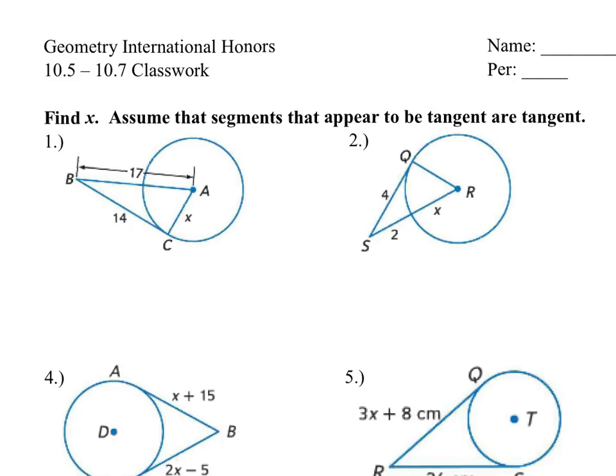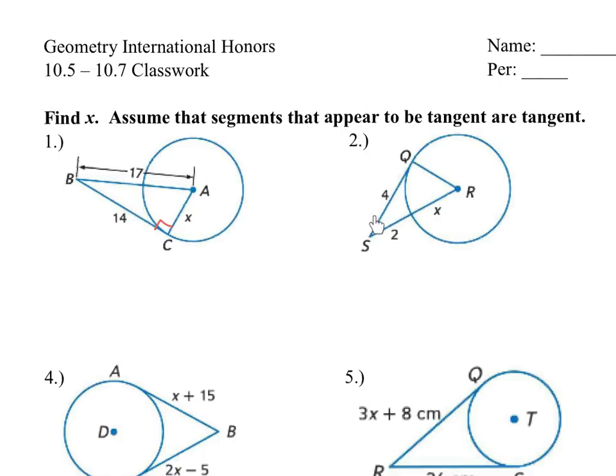So number 1, notice what's happening here. We have a segment BC that's tangent to the circle because the directions say assume that segments that appear to be tangent really are tangent. So we have a segment BC that is tangent to a circle, and then we have this radius AC drawn to the point of tangency. So that first theorem we talked about today tells us that when we have a radius drawn to a point of tangency, then that radius is going to be perpendicular to the line that's tangent to the circle. So draw a right angle, and now you have a right triangle to work with, and you can use the Pythagorean theorem to find x.